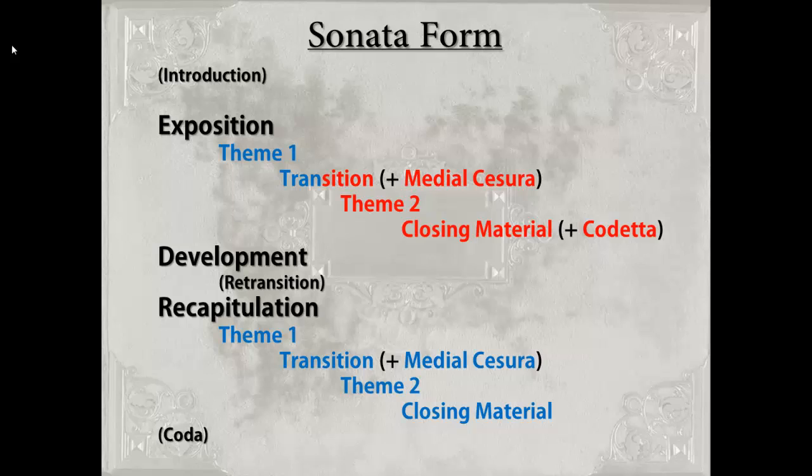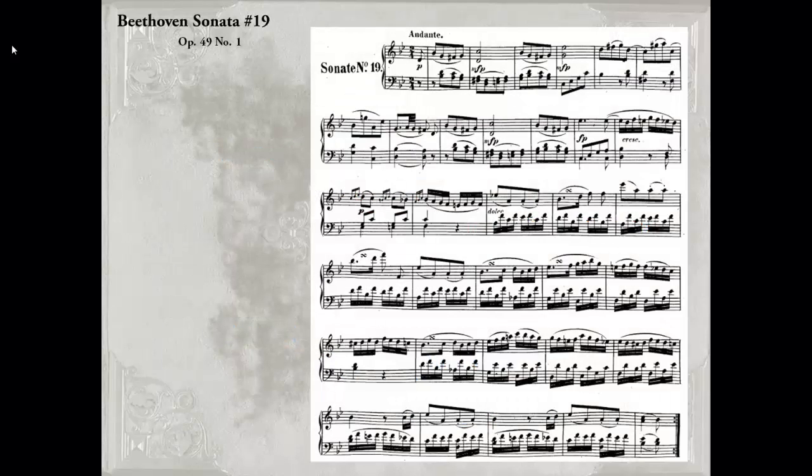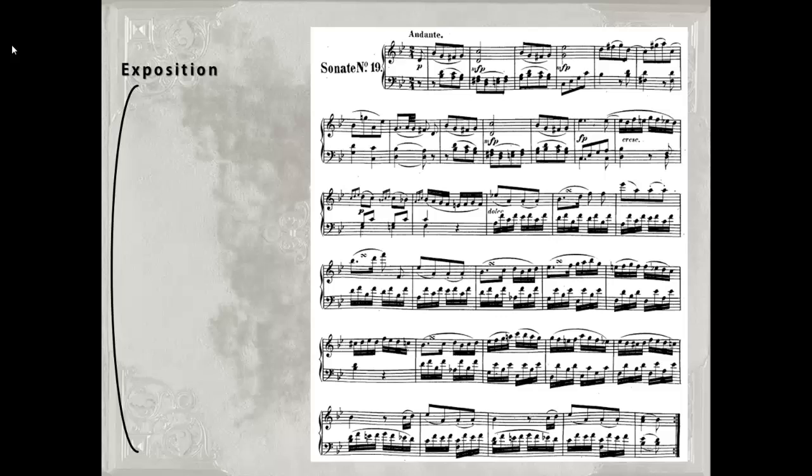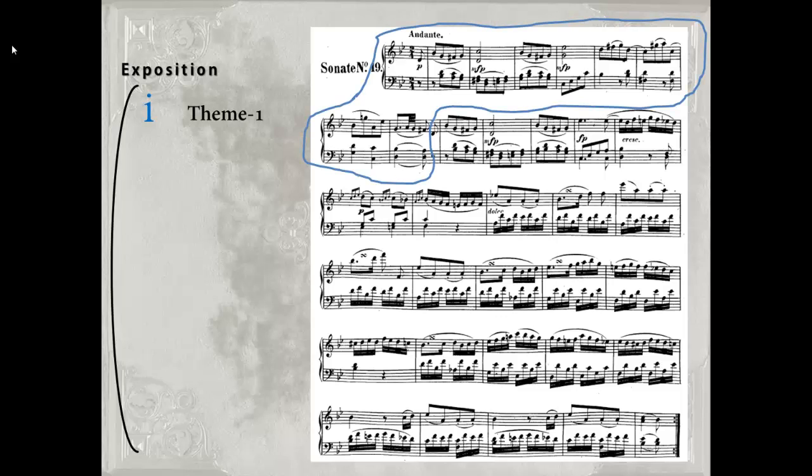Now let's apply. Let's start by looking at a very, very simple example of a sonata form, the first movement of Beethoven's 19th Piano Sonata. Here is the exposition. There's no introduction here. It starts right off with theme 1 in the tonic key of G minor.